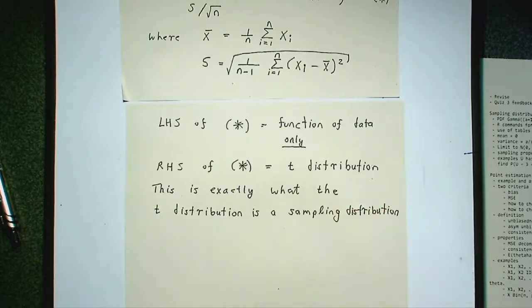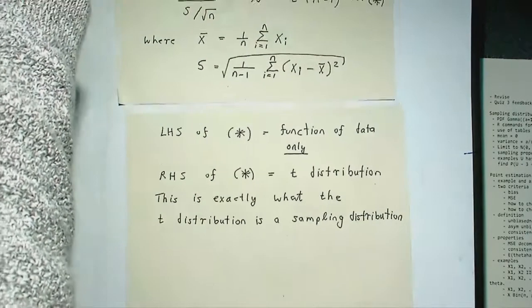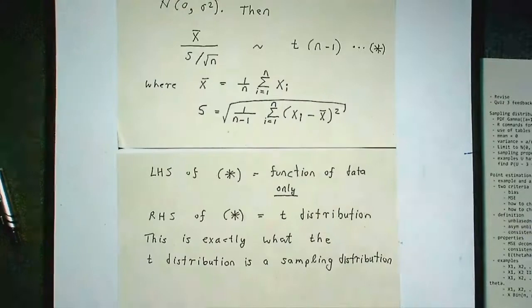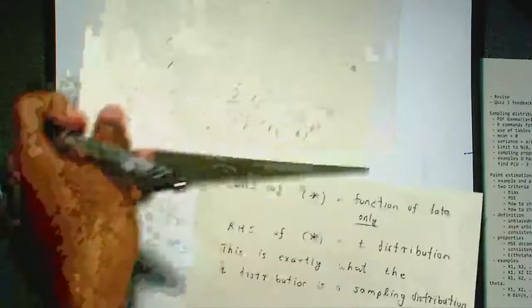All right, guys. So this is exactly why, because of star, you can see star. Can you see? Because of star, star explains why the t distribution is a sampling distribution, right? Okay. All right. Let me put this here.